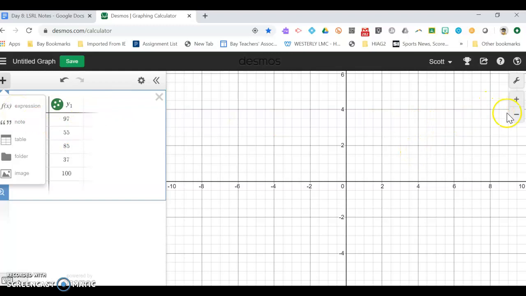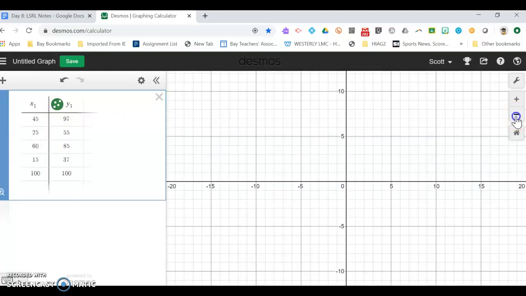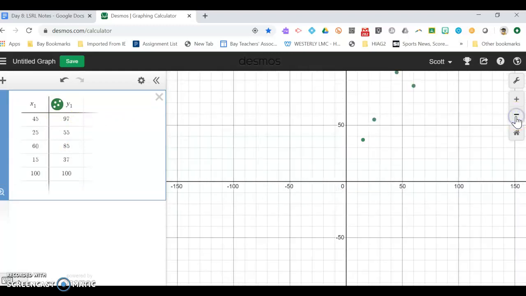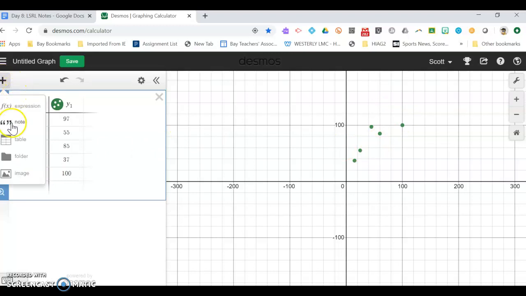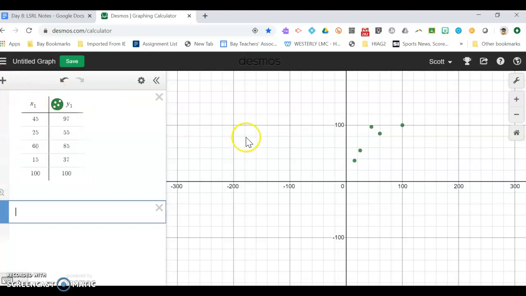Now, I can actually see the points. If you hit the minus sign, you will start to see the points pop up. You could see that it does have a relatively strong relationship between the points. But I want to find out what that equation is. So what I'm going to do is hit plus again. I'm going to hit the expression tool. And then I am going to press Y1.